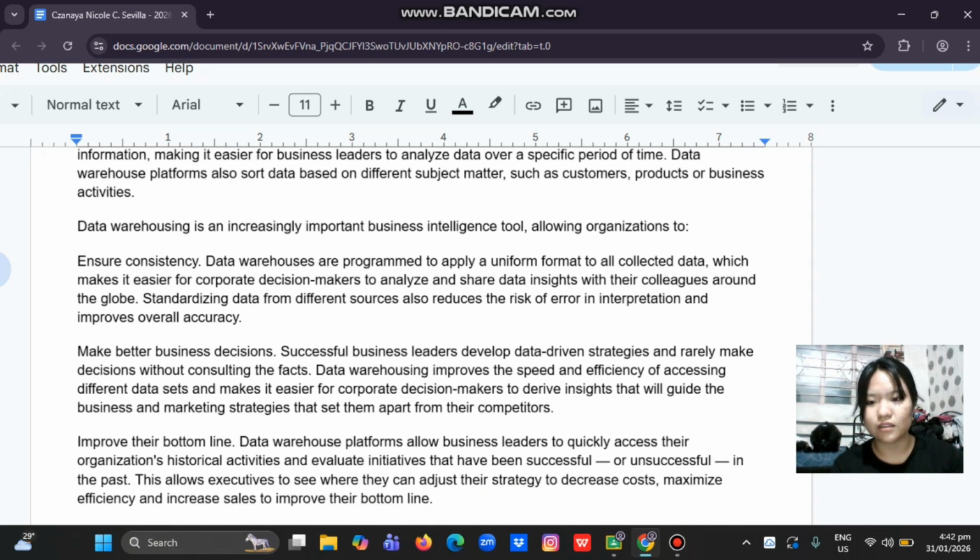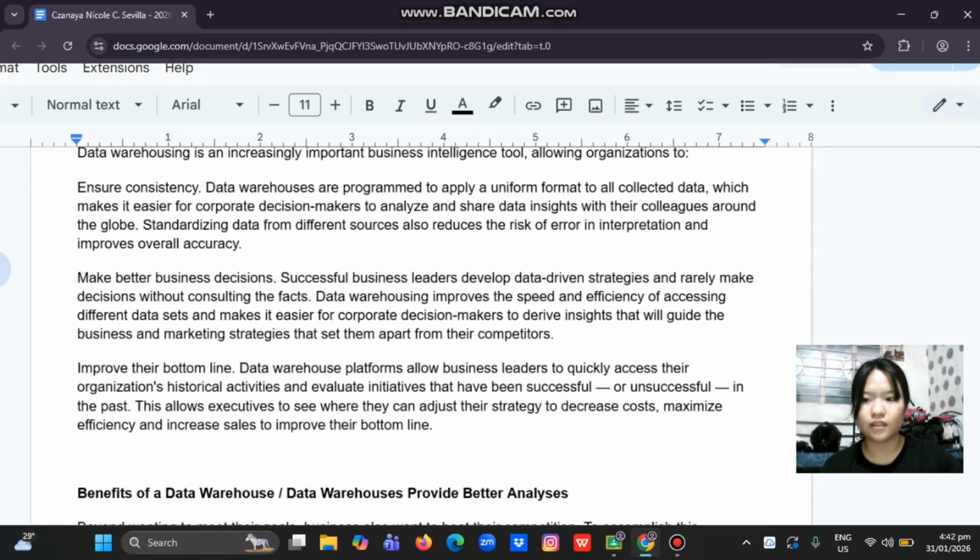Data warehousing is an increasingly important business intelligence tool, allowing organizations to ensure consistency. Data warehouses are programmed to apply a uniform format to all collected data, which makes it easier for corporate decision makers to analyze and share data insights with their colleagues around the globe.